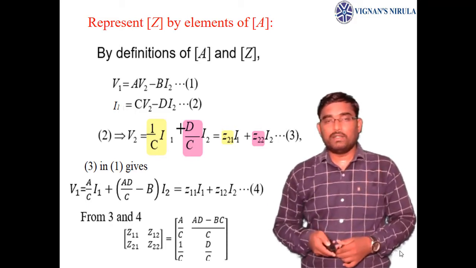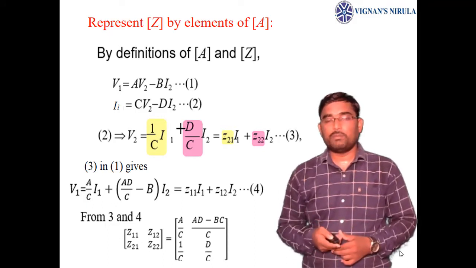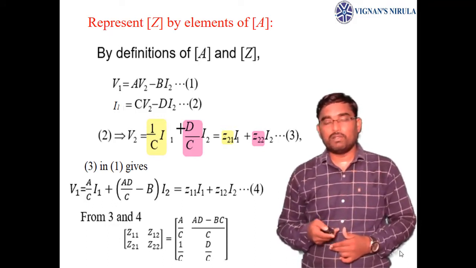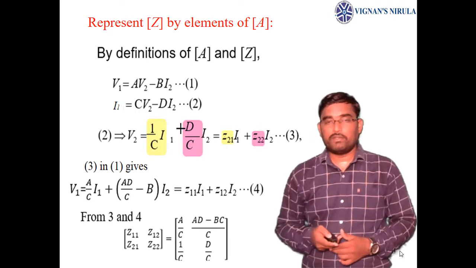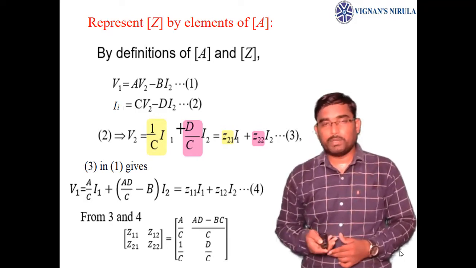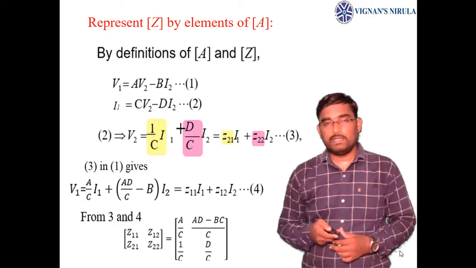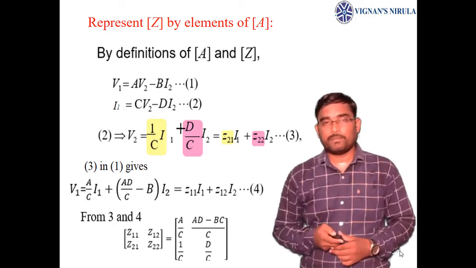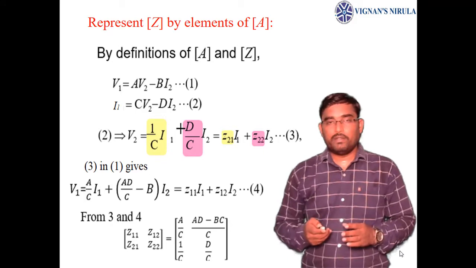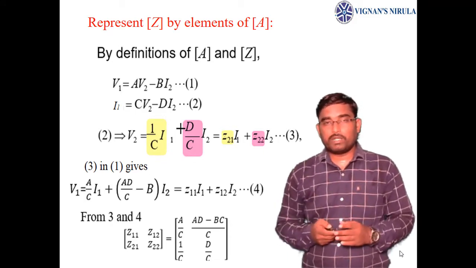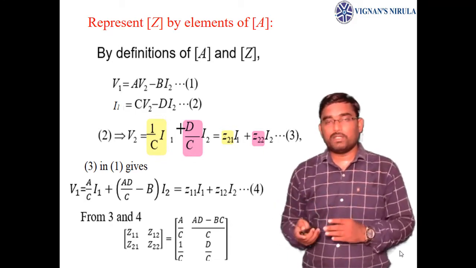So totally, the z parameters in terms of ABCD parameters can be written as Z11 equals A by C, Z12 equals AD by C minus B, simply AD minus BC by C, Z21 is 1 by C, and Z22 is D by C. So I repeat, here we are going to write the z parameters in terms of ABCD parameters.